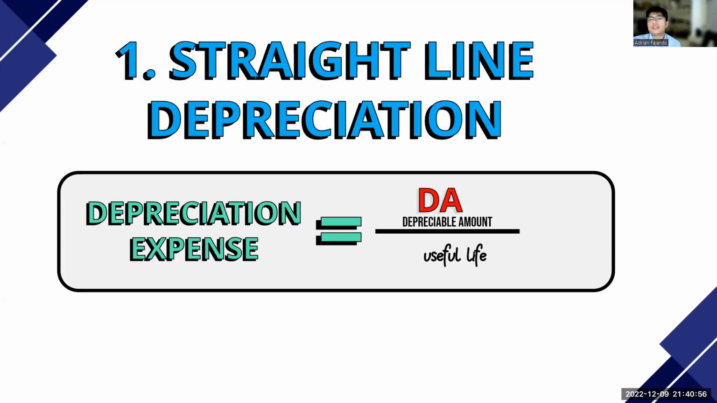So first, let's talk about straight line depreciation. For straight line, basically the idea here is step 1, you need to get your depreciable amount, which is just basically cost minus salvage value. Now that you have that depreciable amount, you need to allocate that cost year in and year out. So usually, you divide it by useful life in terms of years. And then you will arrive with your annual depreciation expense.